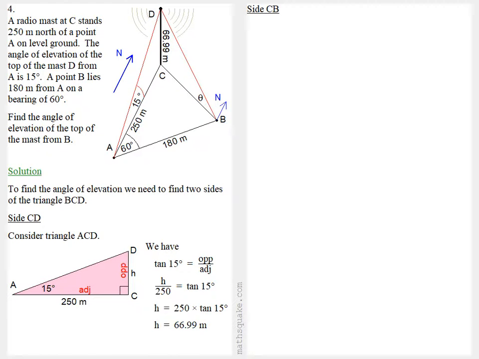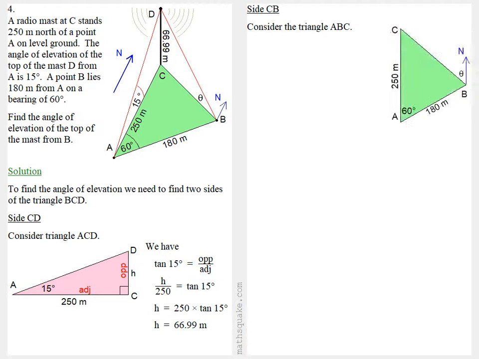Now let's work out the side CB. Consider the triangle ABC. If we draw a flat sketch of it, we see that it doesn't have a right angle. We've got a triangle with two sides given, 250 meters and 180 meters, an angle given, 60 degrees, and we're asked to work out the third side. To do that, we're going to have to use the cosine rule.